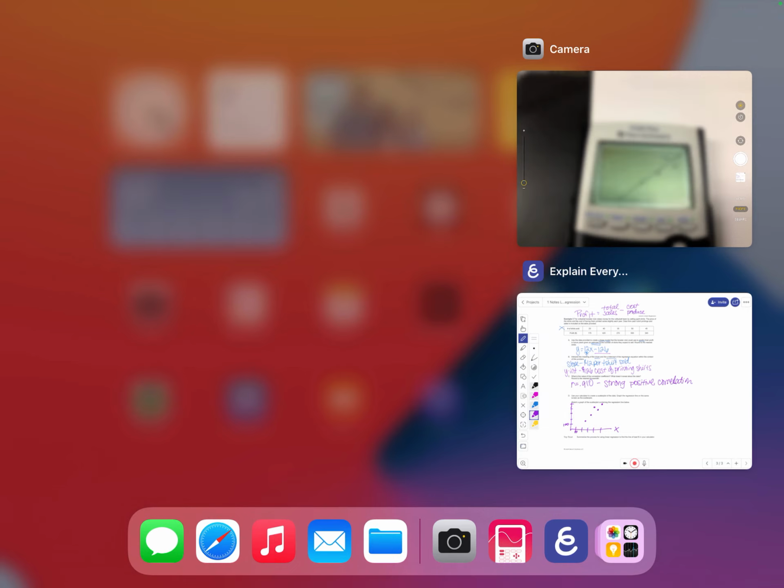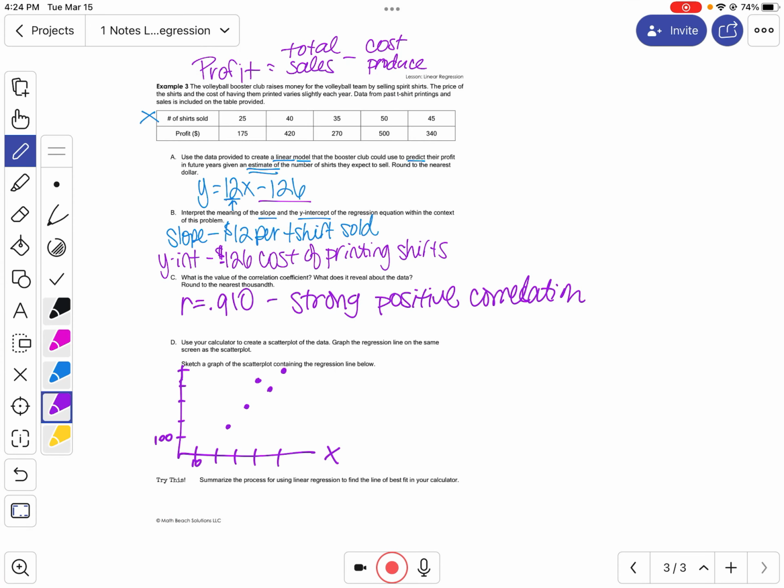Okay, so you can adjust your window on your paper to kind of see what it would look like. Okay. All right, that's linear regression. If you have any questions, please let me know.